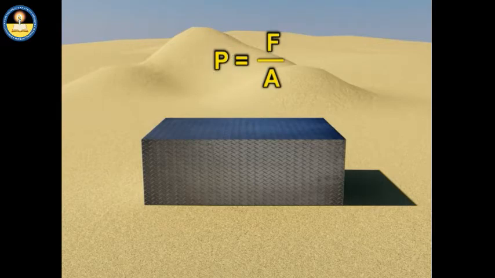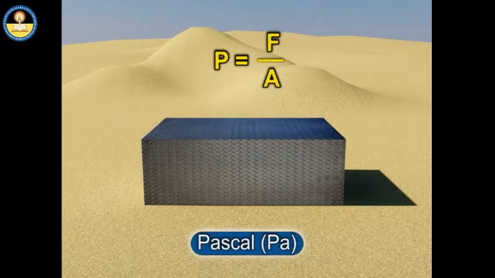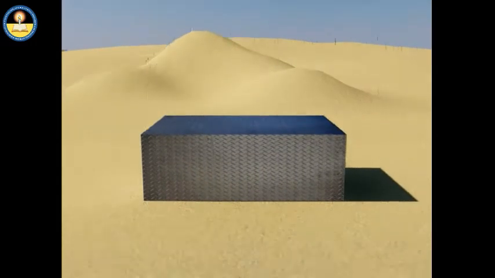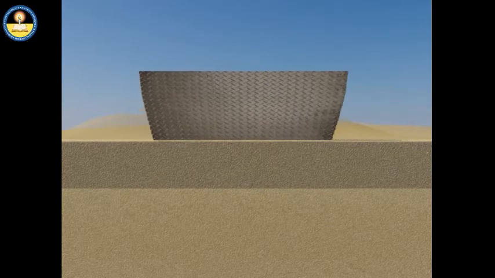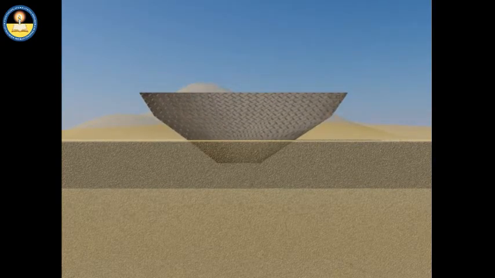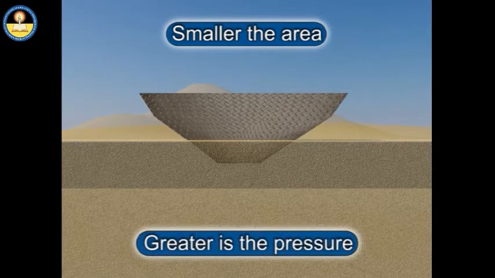The SI unit of pressure is Newton per meter square. It has been named Pascal in honor of the French scientist Blaise Pascal, who carried out pioneering studies on fluid pressure. It is clear that the same force may create a large pressure or a small pressure depending on the area it is acting on. In fact, the smaller the area on which the force acts, the greater is the pressure.